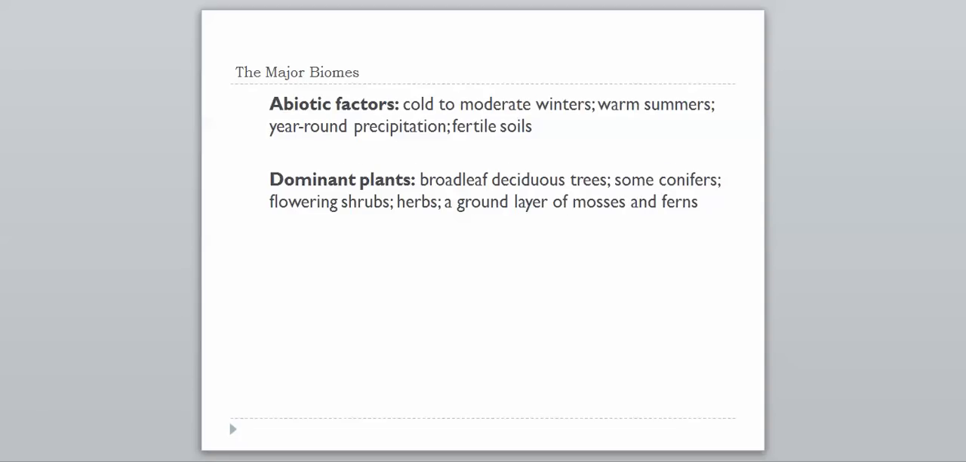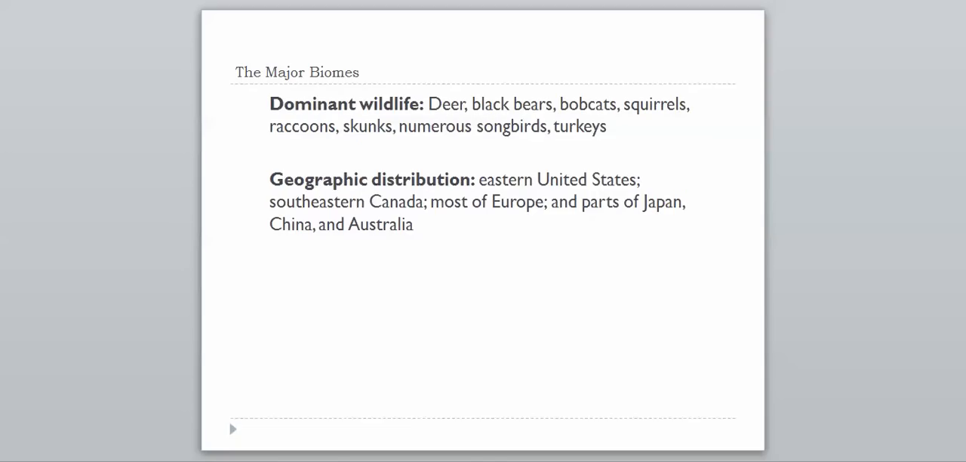And so our abiotic factors are cold to moderate winters, very warm summers, year-round precipitation, and fertile soils. So this is what we think of when we think of where we're at in Illinois, that we're a temperate deciduous forest. And broadleafed, so our dominant plants are again those deciduous trees, some conifers, some flowering shrubs, some herbs, and then a ground layer of mosses and ferns, which are all characteristic of here in Illinois. And so the dominant wildlife would be deer, black bears, which are in parts of Illinois, just not where we're at, bobcats, squirrels, raccoons, skunks, numerous songbirds, and turkeys.